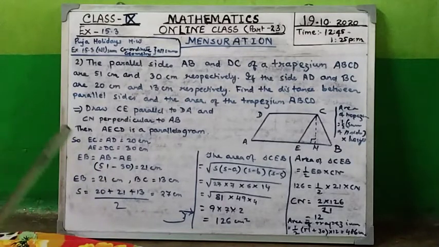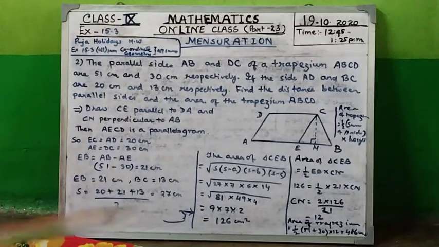Then area of triangle CEB is equal to half base into height. The base is EB and the height is CN. So the area is 126, half into 21 into CN. What is CN? That is the height. CN is equal to 2 into 126 by 21, just cross multiply, that is equal to 12 centimeter.